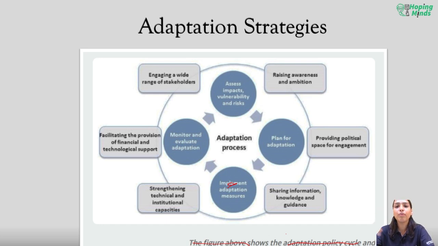Now that can involve a variety of stakeholders. It can involve something as basic as awareness campaigns. It can involve something as basic as studying a course on sustainable living and environmental studies. It can involve something as big as something on the international level. It can involve good governance. It can involve strengthening the technical and institutional capacities and facilitating everyone so that they know what the adaptation strategy is.